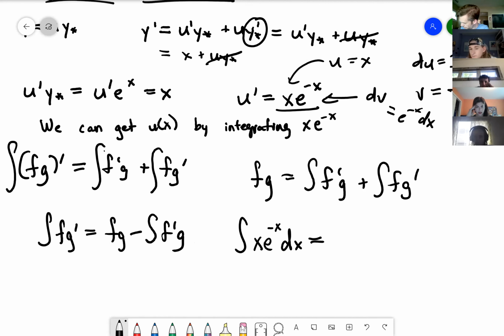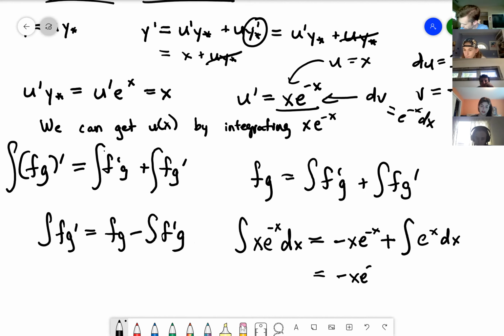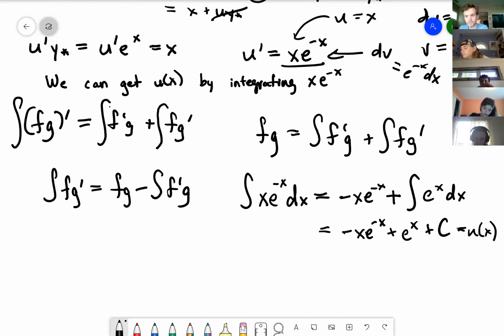So what we get here is uv, which is minus x e to the minus x, minus the integral of v du. So that's minus e to the minus x plus e to the x dx. So we get minus x e to the minus x plus e to the x. Okay, so this is our u of x. I trust that if I've made any mistakes, you'll tell me.